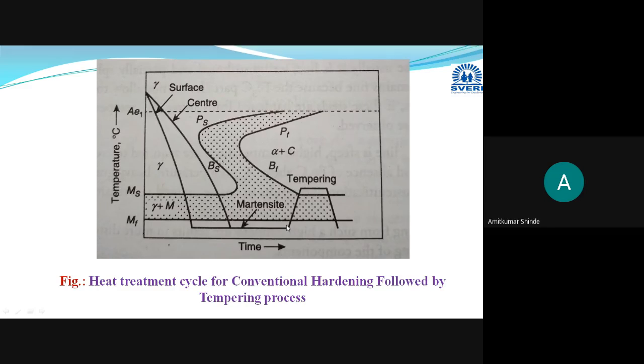What happens here? During the hardening, we have heated that component in the first step from room temperature to a higher temperature range, above A1 or above A3. Generally it will be a temperature higher than 700 or 900 degrees Celsius. And after sufficient holding, we are cooling that component from the high temperature range directly to room temperature.